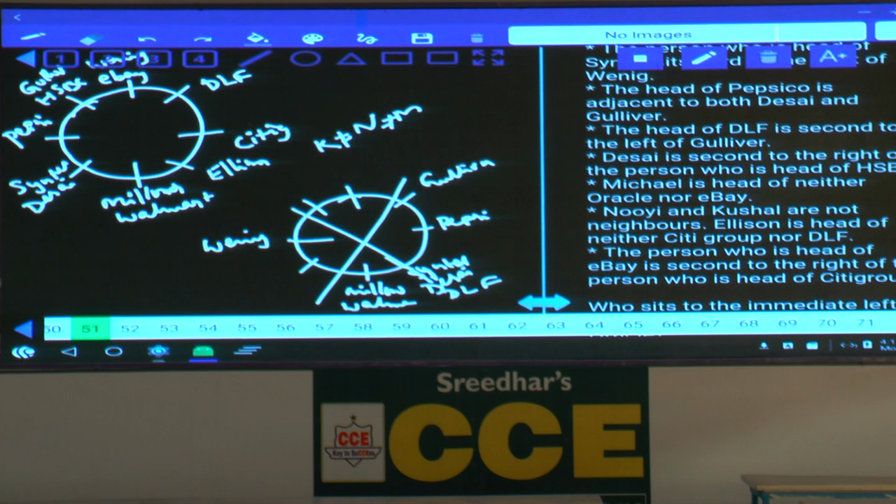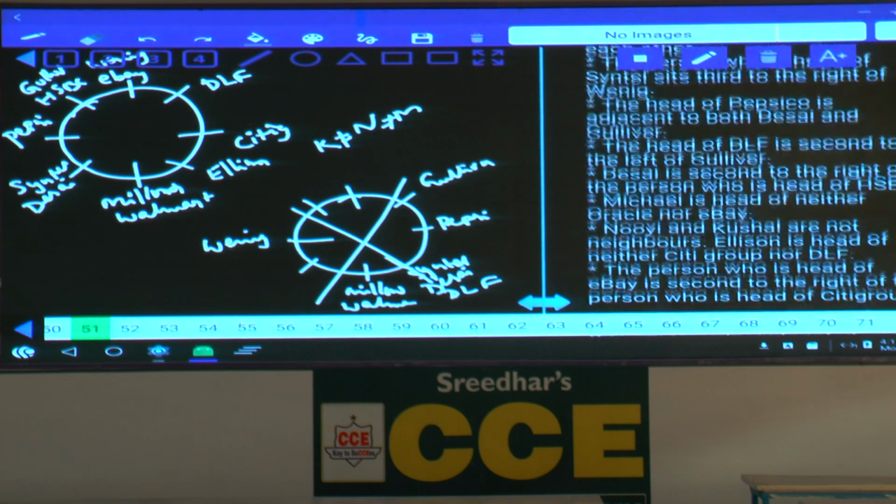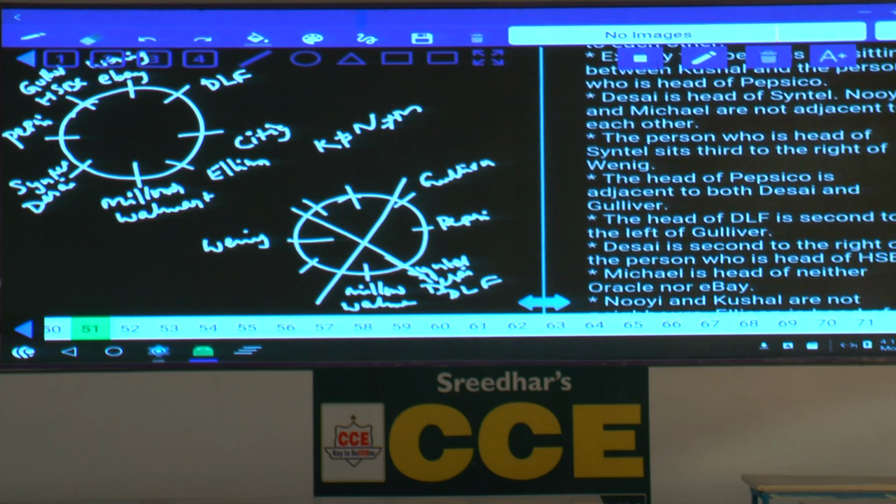If Ellison is here, then Ellison is neither Citigroup nor DLF. Next one. Michael, head of neither Oracle nor eBay. Then tell me where should this Michael be? Earlier we have information: Nui and Michael are not adjacent, and Nui and Kushal are not adjacent. Nui cannot be adjacent to Michael and Kushal.